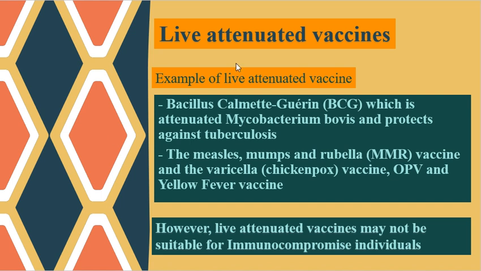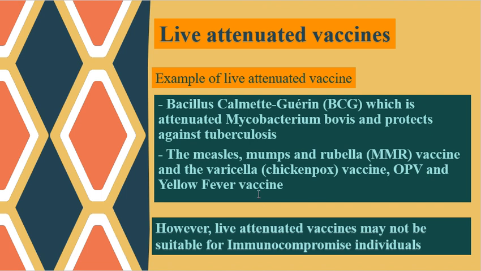So these are some examples of live attenuated vaccines. For example, Bacillus Calmette-Guerin, which is attenuated Mycobacterium bovis and protects against human tuberculosis. And other examples are the measles, mumps and rubella MMR vaccine, the varicella chickenpox vaccine, the oral polio vaccine, Sabin vaccine given to children, and yellow fever vaccine.